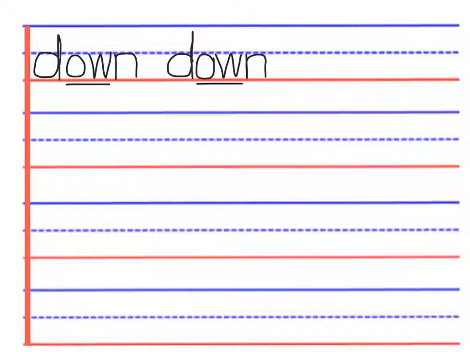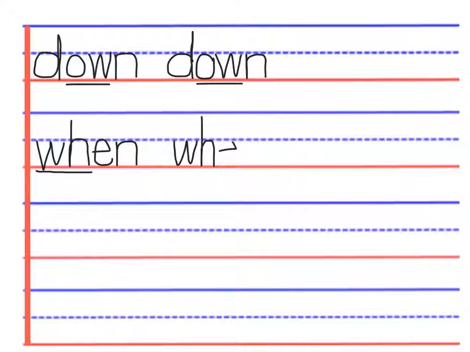Be really careful that you don't say when. It's wh, e, n. We read when, and we underline the two-letter phonogram at the beginning of the word. Again, we write wh, e, n. We read when.